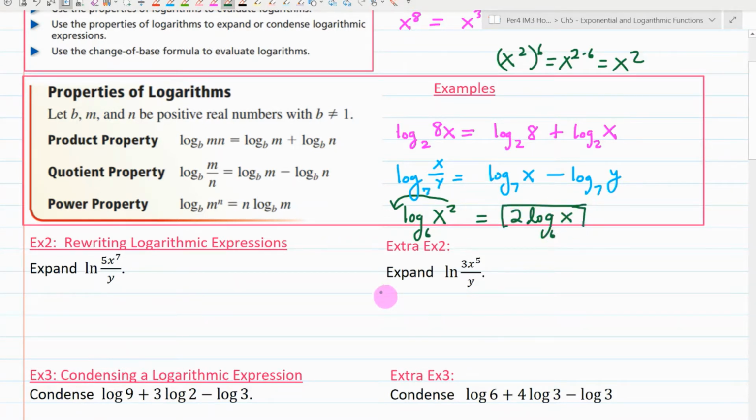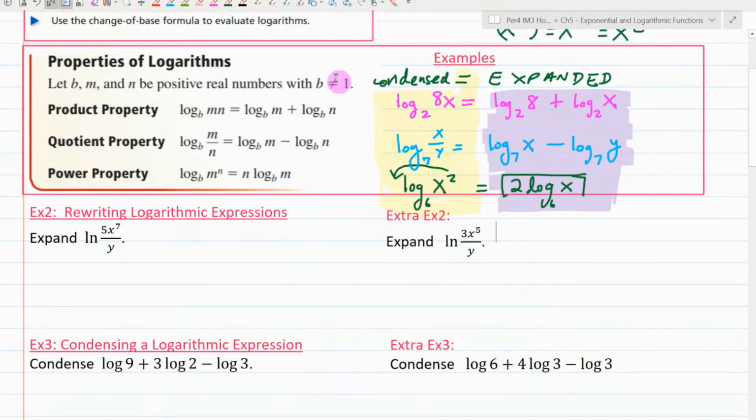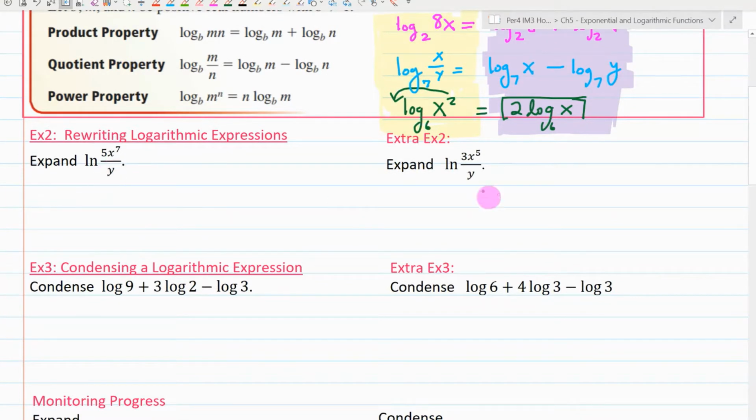So we're going to do that here. And the reason we need to know how to expand, this is the expanded part. Okay, so all the ones on this side are condensed. And all the ones on this side are expanded. And in order to solve some equations, you need to be able to do both. So here we go. So I'm going to do this one, and you'll do this one.